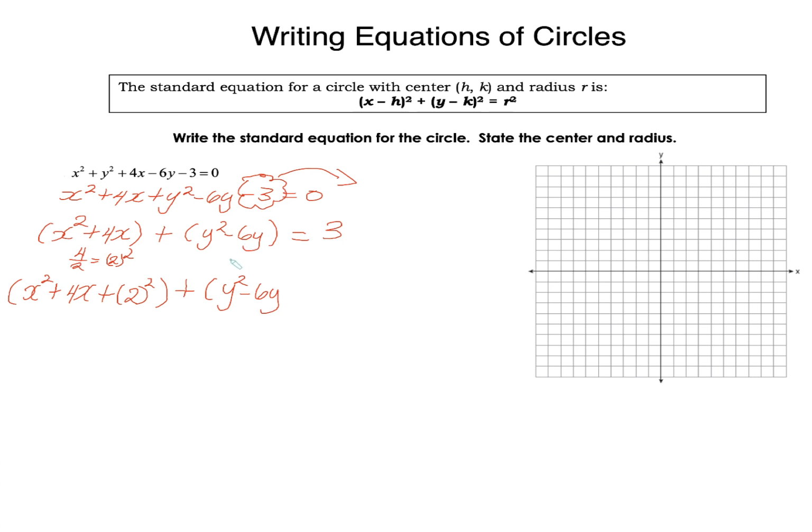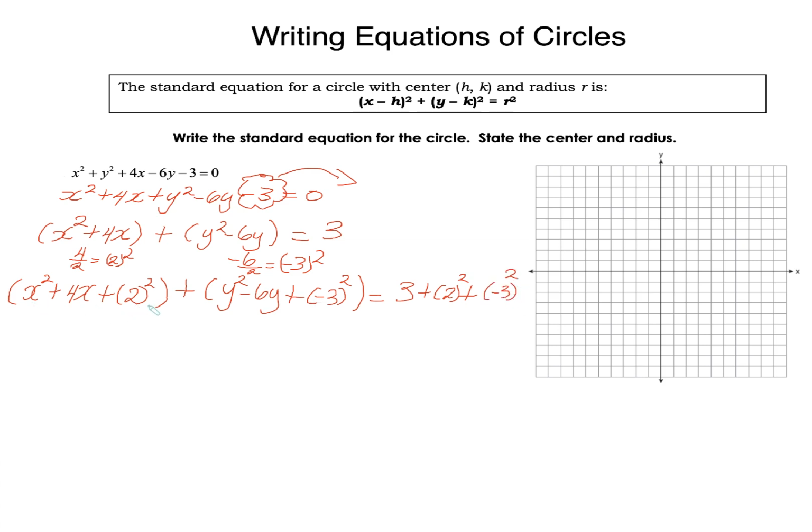Again, for the y, my b is negative 6. When I half it, I get negative 3, and I'm going to square it. So I'm going to add negative 3 all squared. Now, whatever you add to the left, you must add to the right. So notice I added a 2 squared, so I'm going to add that to the right-hand side. And I also added a negative 3 squared.